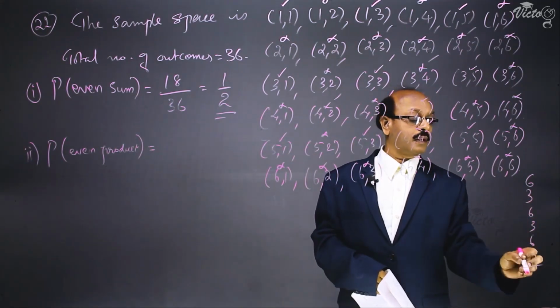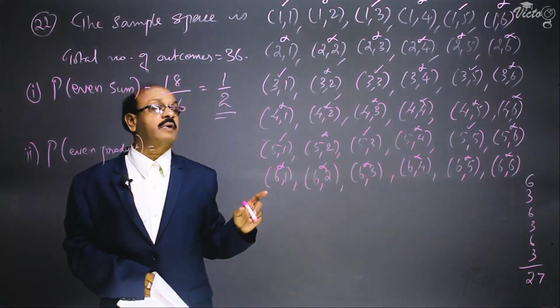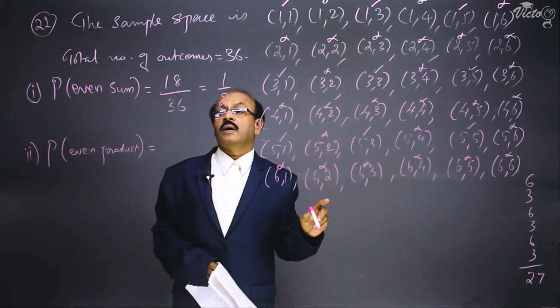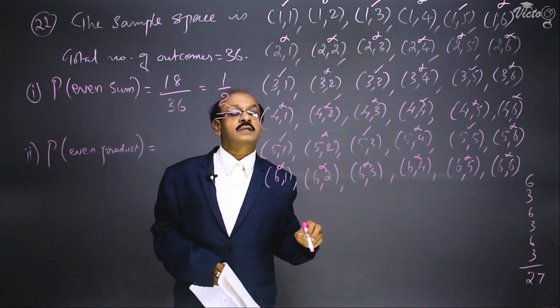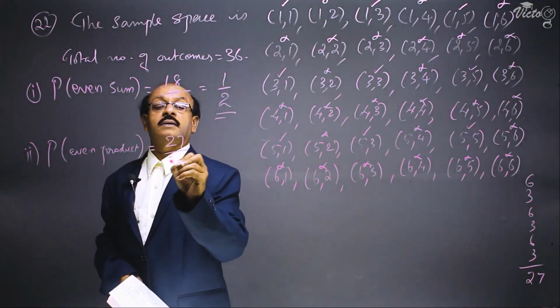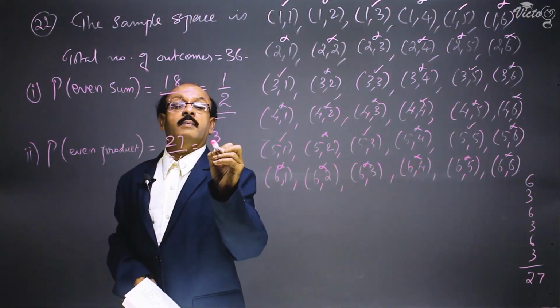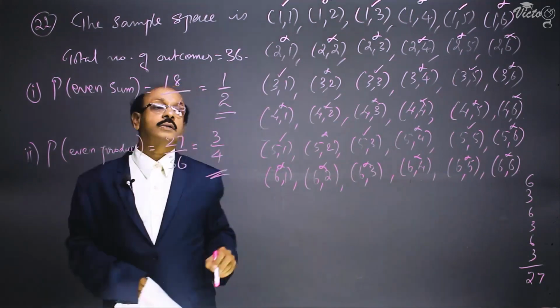9, 9, 9, 27. So there are totally 27 ordered pairs giving the numbers whose product is even. 27 by 36. On division by 9 it is 3 by 4. These are the two answers.